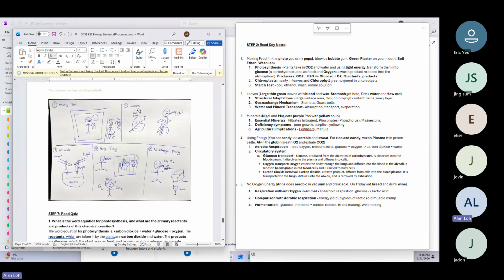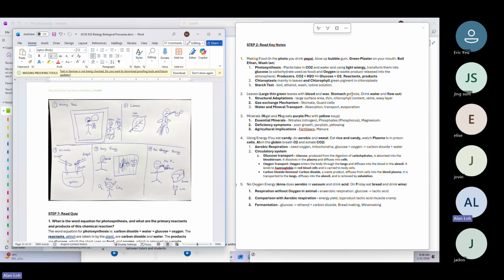Drawer number 2, leaf. So this is a big leaf, a large surface, and it's a thin leaf, and it has some blood and wax on the leaf. Right, this is to explain the structural adaptation.